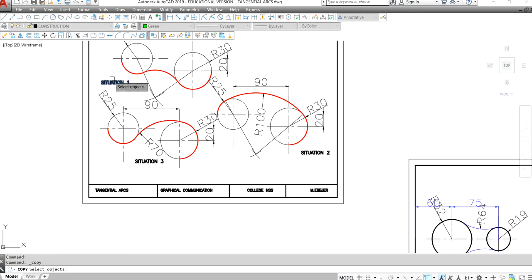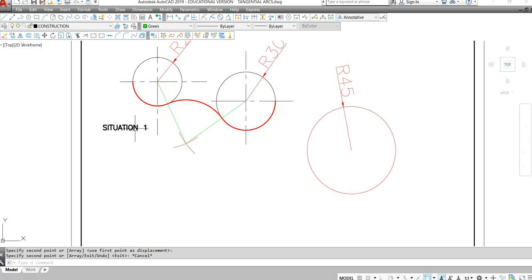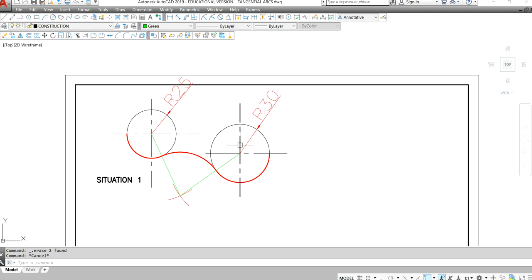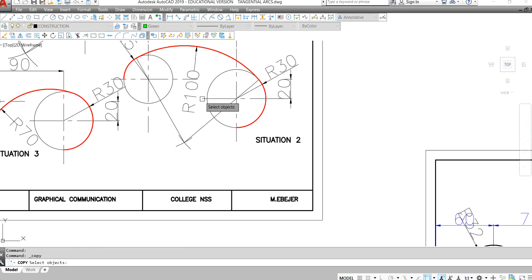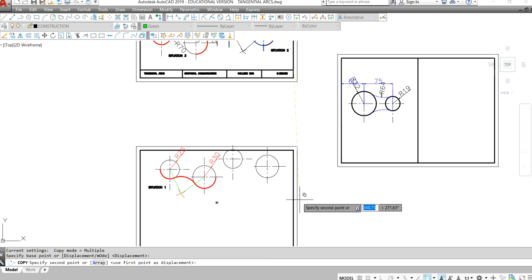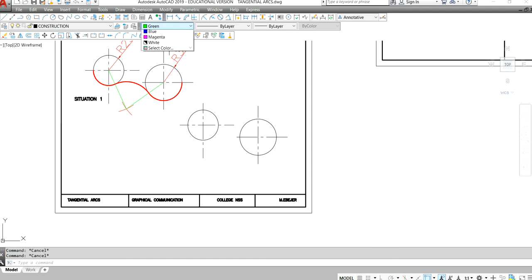So we're gonna write situation 1. Prepare two lines, 3 millimeter, it's enough, and write situation 1, capital letters. Okay, so that is the first example. Now we're gonna do another example. To start up again, I'm gonna use the same circles, the same measurements, not to confuse you. Important to follow the measurements.